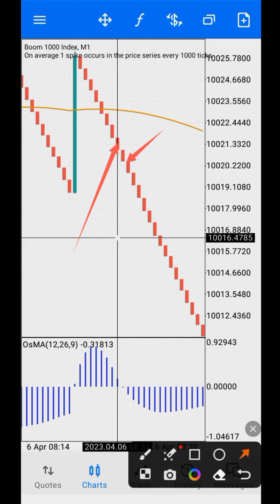Just simple, no stress. This strategy is very suitable for Boom 1000 and Crash 1000 market. It works on 300, but it's not as efficient as 1000. So guys, always trade responsibly.